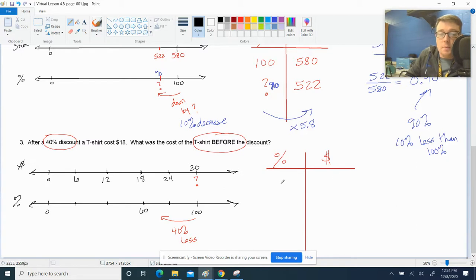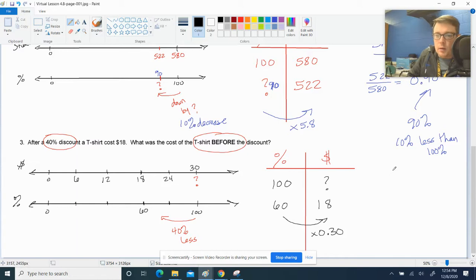We could have used the table. We could have said that 100% is unknown to us at the beginning. And we knew that 60%, because of the 40% discount, is 18. And then we could have found the constant of proportionality between these two. And this would have been, 6 goes into that 3/10. So you could have multiplied this by 0.3. And that would have gotten you the 30, right? You could have done it that way.